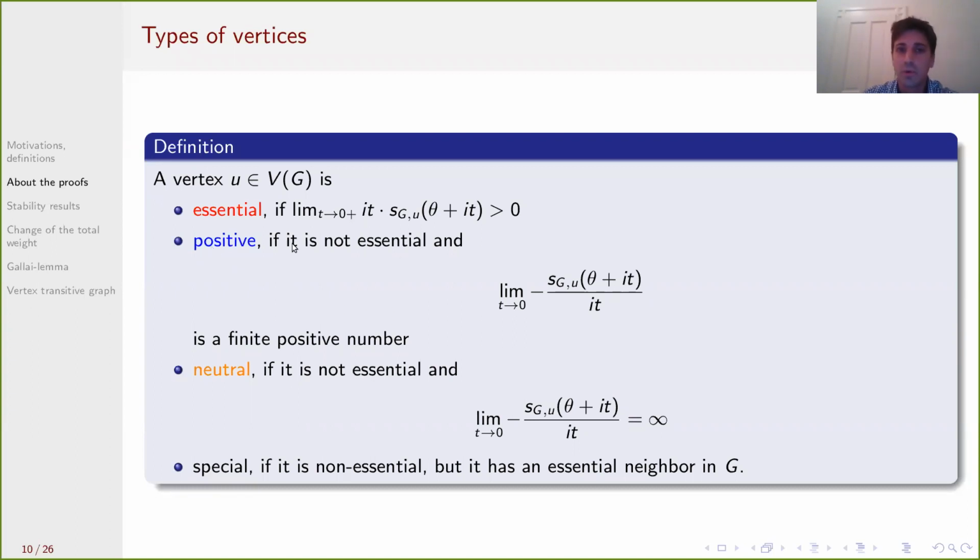We will call a non-essential vertex positive if this quotient has a positive non-zero limit, and it is neutral if this quotient has limit infinity. And for the rest, we will call a vertex special if it is non-essential, but it has an essential neighbor. So a priori, a special vertex can be either neutral or positive. So this is the definition that I will use from now on.